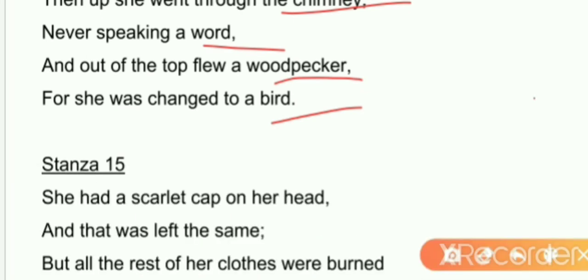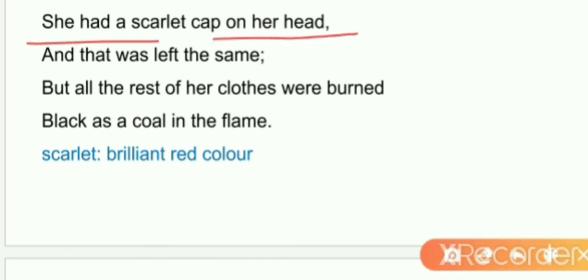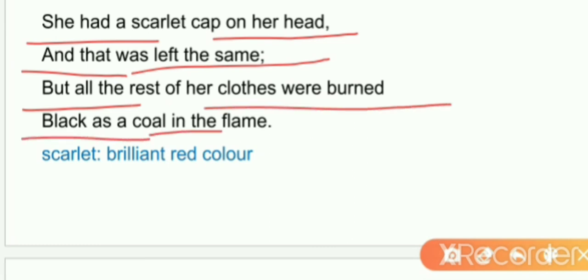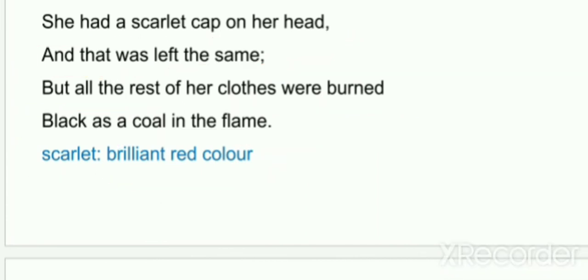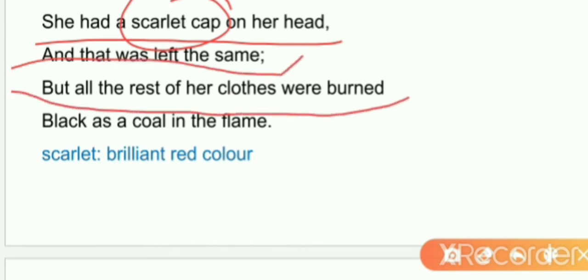Let's move on to next stanza, stanza number 15. She had a scarlet cap on her head, and that was left the same, but all the rest of her clothes were burnt black as a coal in the flame. Scarlet means brilliant red color. शी हैड, अब उनके जो हेड था उस पर एक लाल रंग की टोपी बन जाती है, लाइक अ वुडपेकर हैज, एंड दैट वाज लेफ्ट द सेम. और वो हमेशा वैसी रहता है. बट ऑल द रेस्ट ऑफ हर क्लोथ्स वर बर्न. सिर्फ उसकी टोपी लाल रंग की रहती है सिर पे, बाकी उसका पूरा बॉडी जल जाता है.